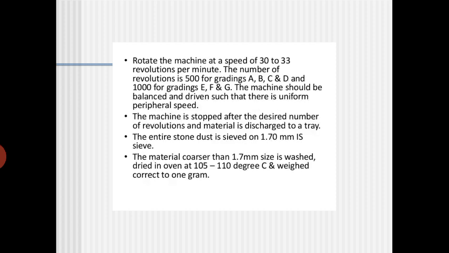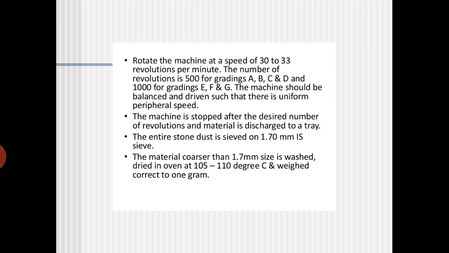Then rotate the machine at a speed of 30 to 33 revolutions per minute. The number of revolutions is 500 for gradings A, B, C, D, and 1000 for gradings E, F, G, H. Of course, here all those balls, for gradings A, B, C, D, you have to rotate it for 500, and for E, F, G, you have to rotate it for 1000. The machine should be balanced and driven such that there is a uniform peripheral speed. The machine is stopped after the desired number of revolutions, and the material is discharged to a tray.